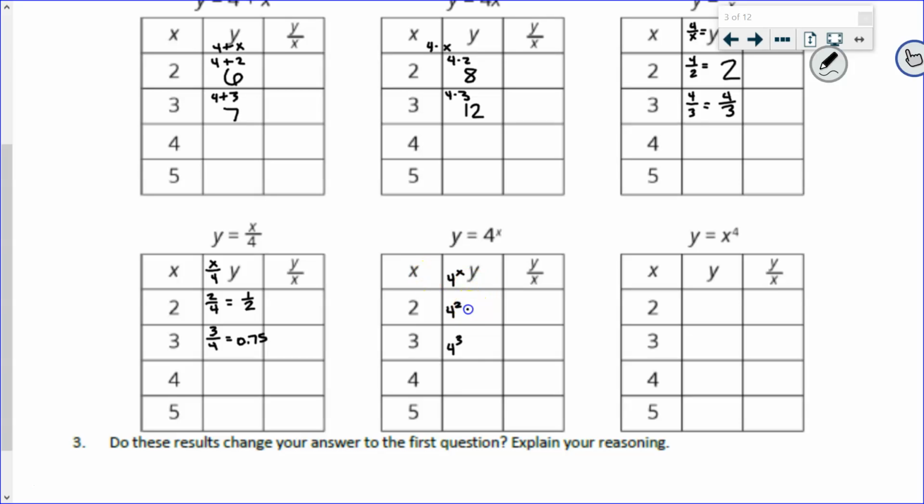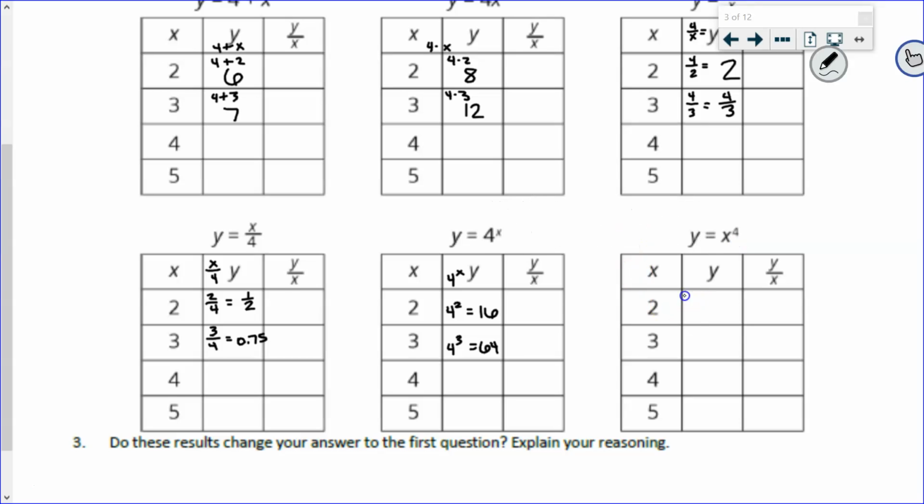4 to the second power is equal to 16. 4 to the third power is equal to 64. And now let's return here. Y equals x to the fourth power. So again, look at how similar and how different these are, right? The x and 4 have switched places.